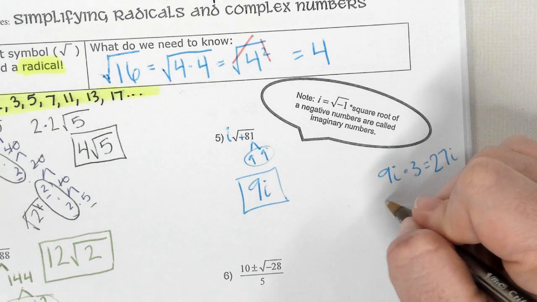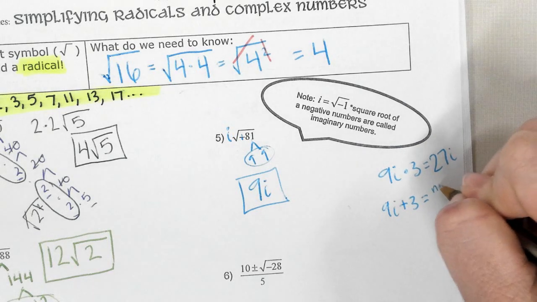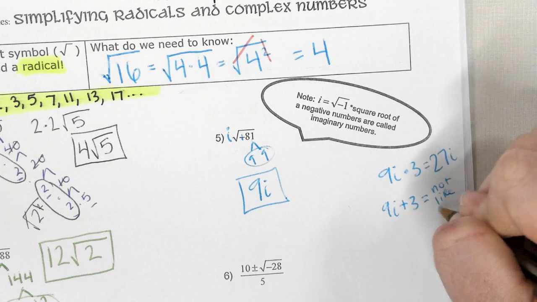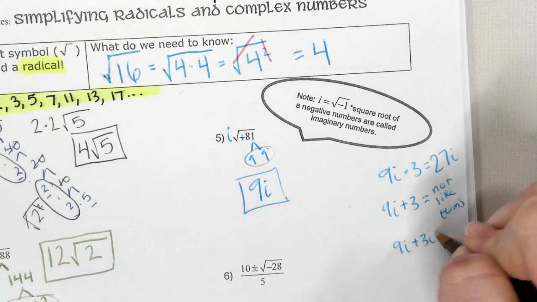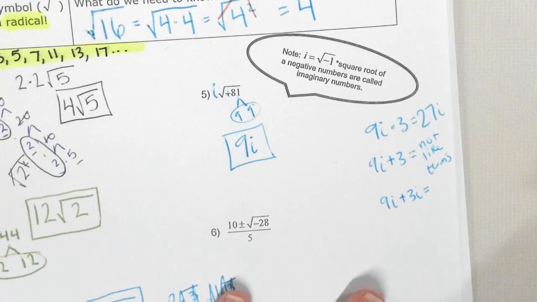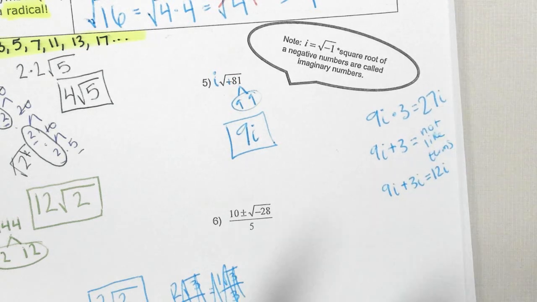However, would you be able to do 9i plus 3? No, not like terms. Could you do 9i plus 3i? Yes, because they are like terms. What's 9 plus 3? 12. So you get 12i.